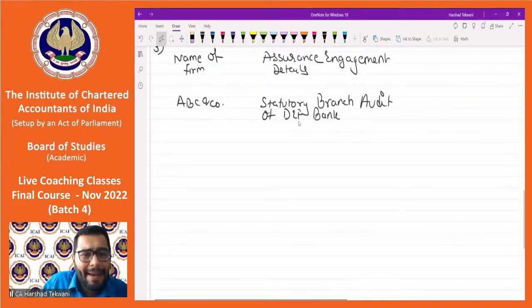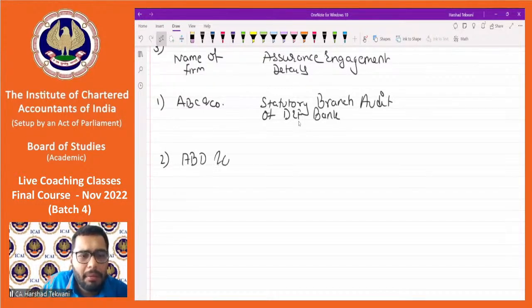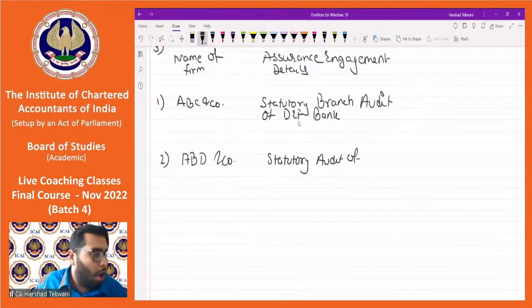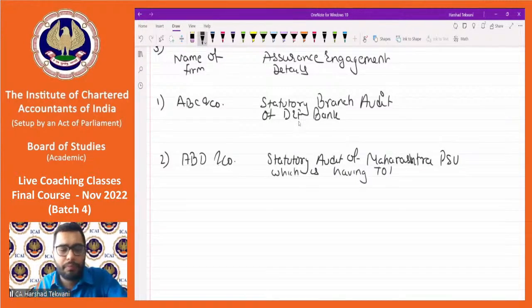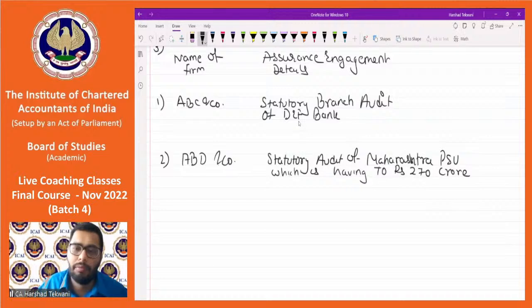Then this is the first one. Second, ABD and company. Okay. Statutory audit of a Maharashtra PSU. There is a Maharashtra PSU, okay, which is having turnover of rupees 270 CR.